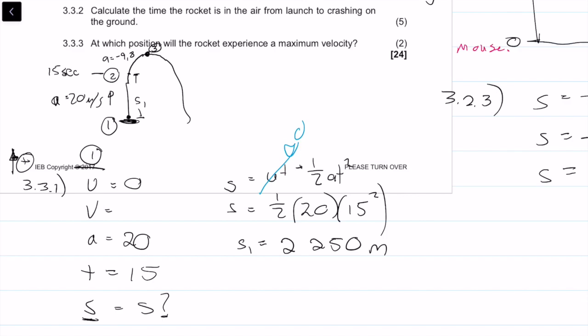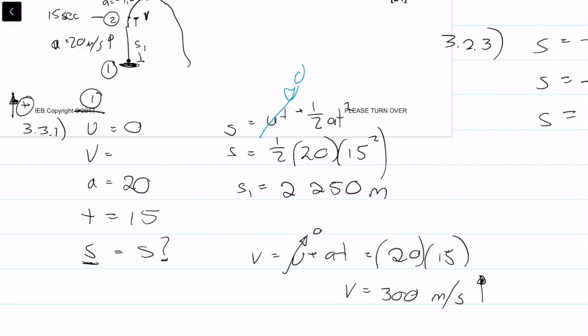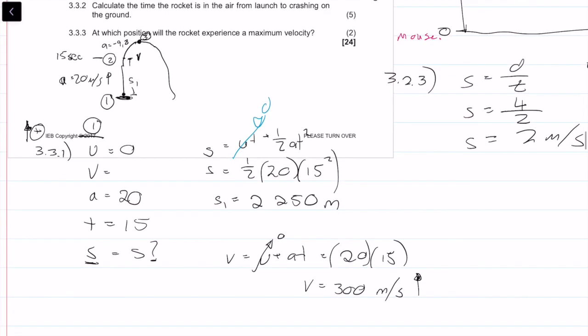I'm also going to calculate the final velocity, the velocity there, using the equation V equals U plus AT. Again, U is equal to 0, so we get A, which is 20, times T, which is 15. So we get a velocity equal to 300 meters per second, and that is upwards again. I did that because it's quite an easy calculation and it might be useful for the next part of the question.